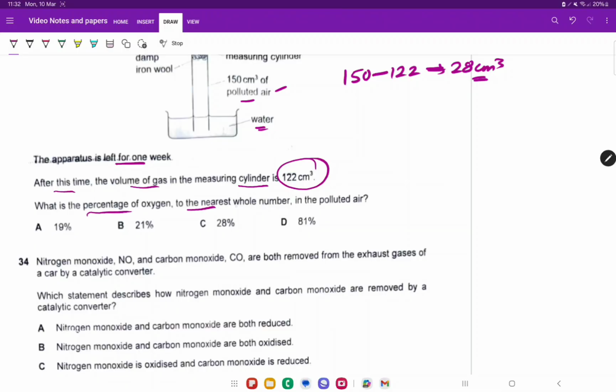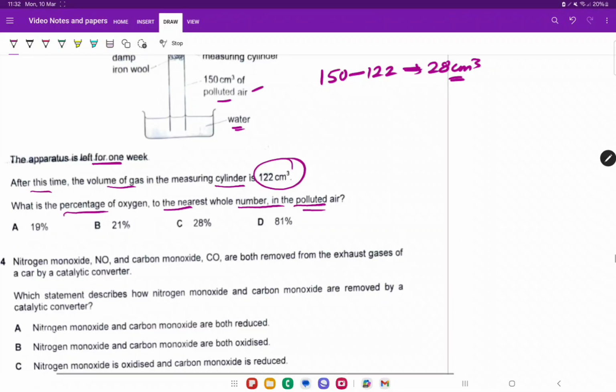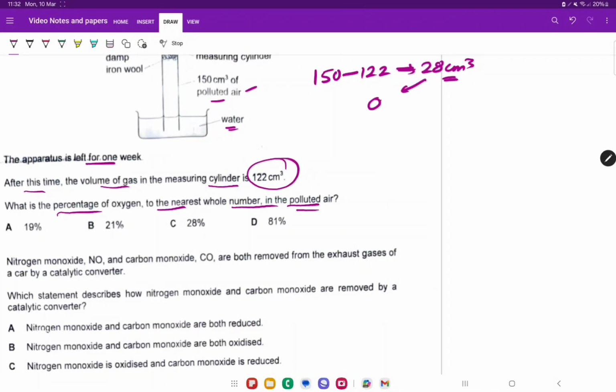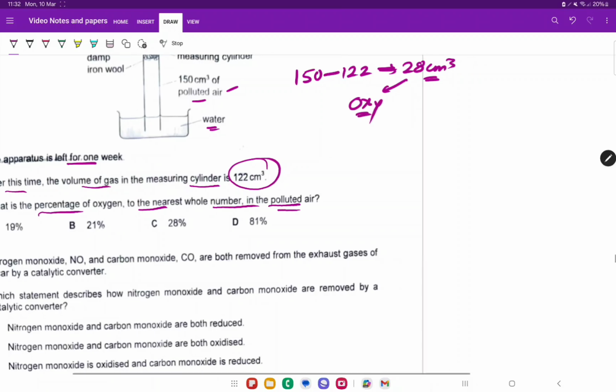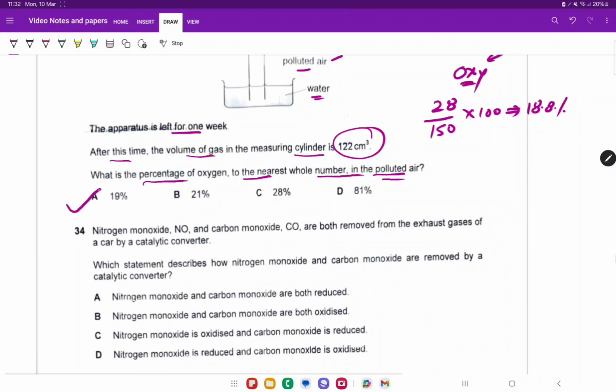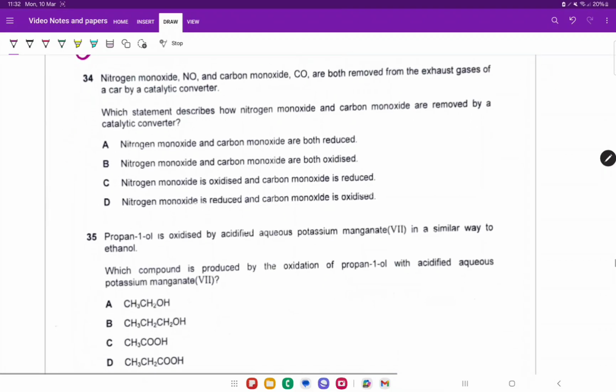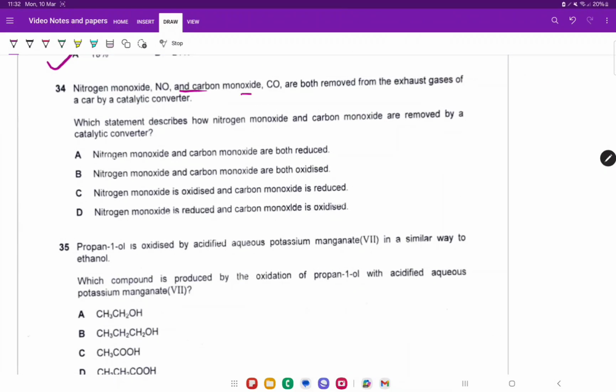Now what is the percentage of oxygen to the nearest whole number of the polluted air? Now the decreased volume is 28. It means the oxygen is 28 centimeter cube. Out of the 150 centimeter cube of polluted air, what is the percentage of oxygen? 28 upon 150 into 100, and that comes out to be about 18 point something, I think 18.89%, which is approximately 19%. Answer is A.